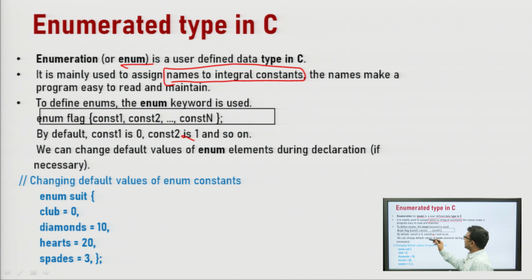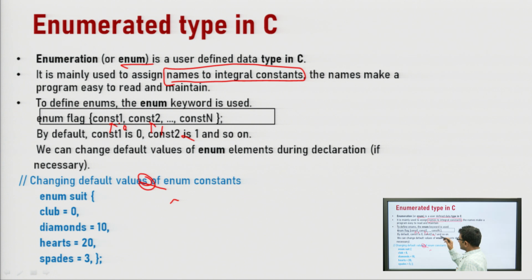Just see here, we have declared an enum data type whose name is flag, and here we have given the names constant 1, constant 2, constant 3 up to constant n, and these are basically the names corresponding to the integral constants. If we do not provide the constant values over here, the C compiler automatically takes the value for constant 1 as 0, the next constant 2 as 1. So, 0, 1, 2, 3 and so on. This is how the compiler automatically takes the default values of these enumeration names.